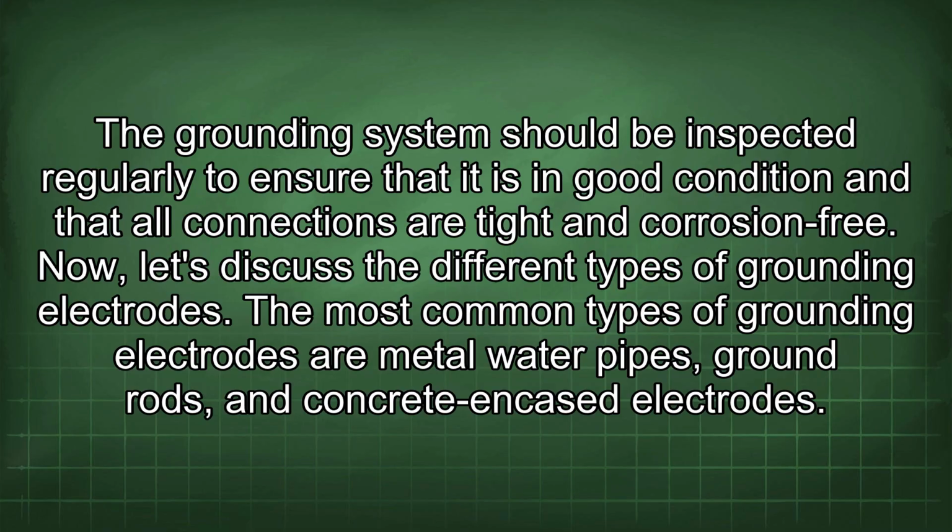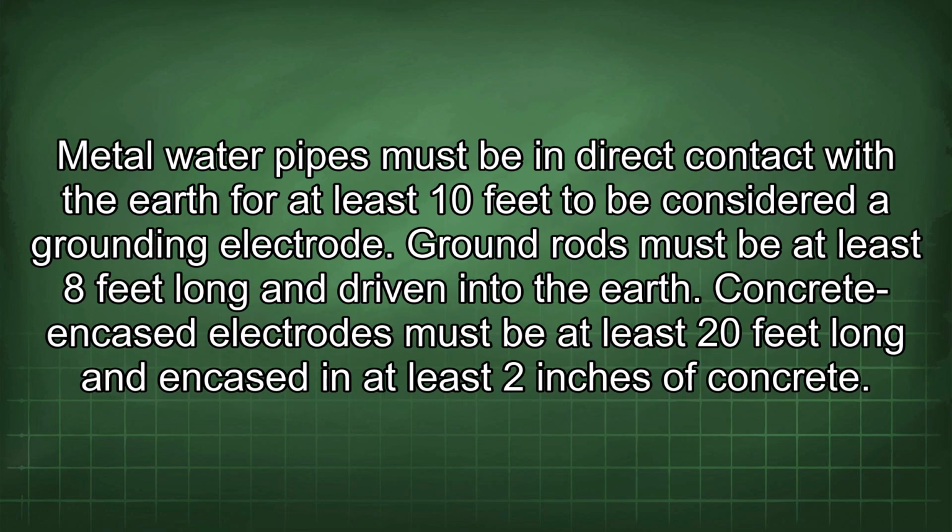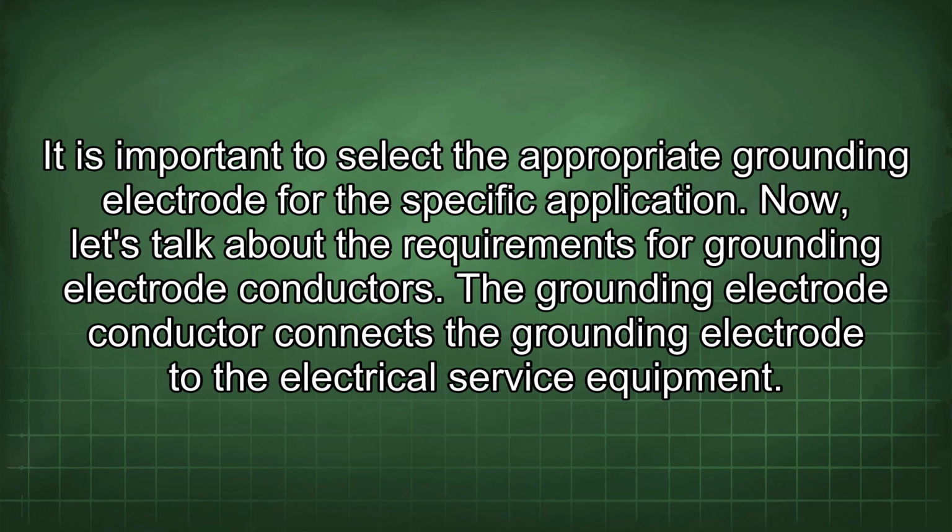Now let's discuss the different types of grounding electrodes. The most common types of grounding electrodes are metal water pipes, ground rods, and concrete-encased electrodes. Metal water pipes must be in direct contact with the earth for at least 10 feet to be considered a grounding electrode. Ground rods must be at least 8 feet long and driven into the earth. Concrete-encased electrodes must be at least 20 feet long and encased in at least 2 inches of concrete. It is important to select the appropriate grounding electrode for the specific application.